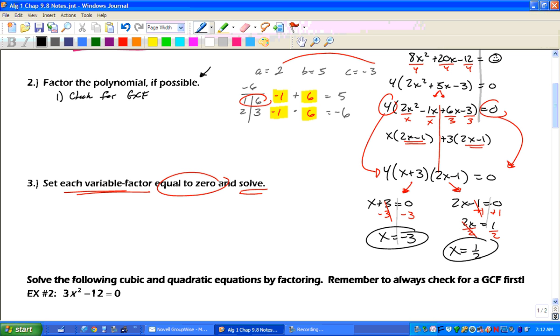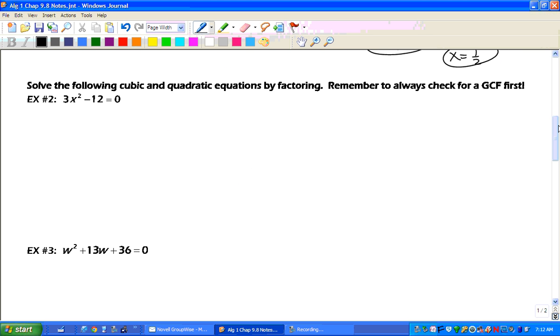Wow, a lot of work, huh? It's actually not that bad. All of the problems we're going to be doing are actually examples that you have in your homework from last night. So, solve the following cubic and quadratic equations by factoring. Remember to always check for GCF first. So, we have a quadratic binomial. So the first thing we always do is check to see, is there a GCF? And here there is. We can take out a 3. The 3 comes out front. We're left with x squared minus 4.